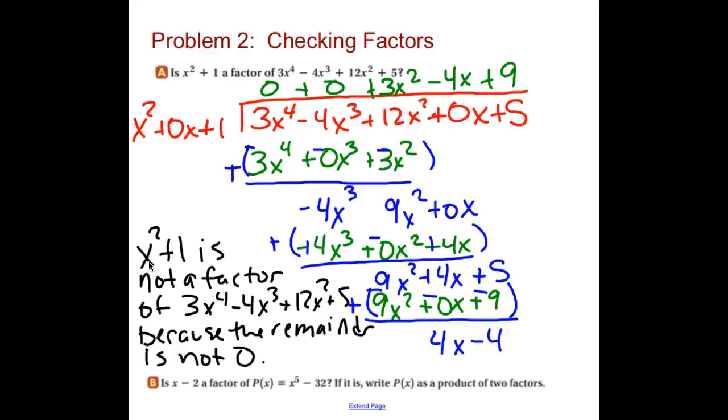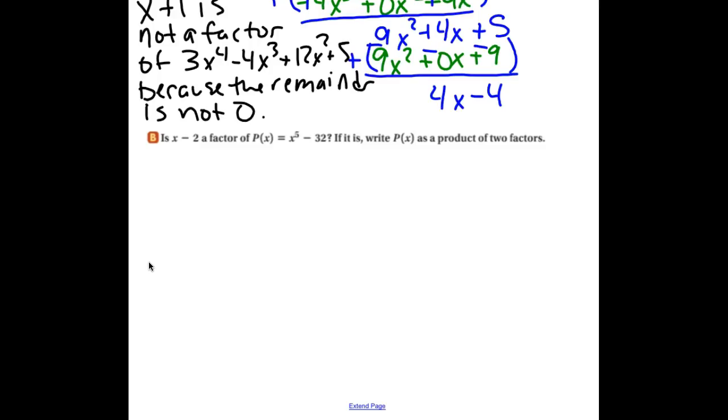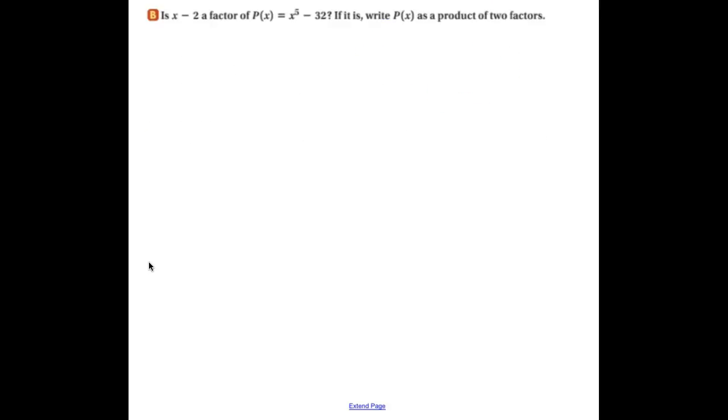We've got one more problem to do in our notes. After this, that's this next one down here, is x minus 2 a factor if p of x equals x to the fifth minus 32? If it is, write it as a product of 2 factors. What I want you to do first is I just want you to pause the video and try to set this up correctly and check your setup with mine, and then you'll pause it again.